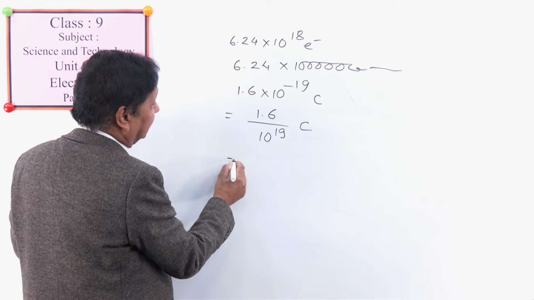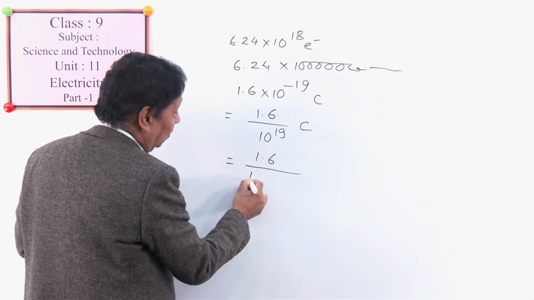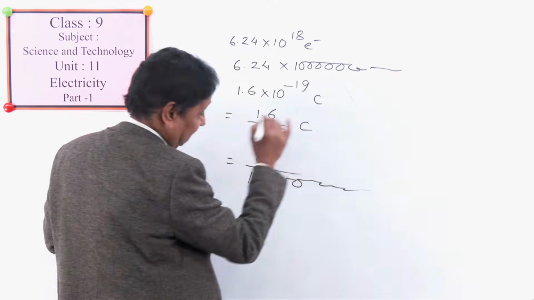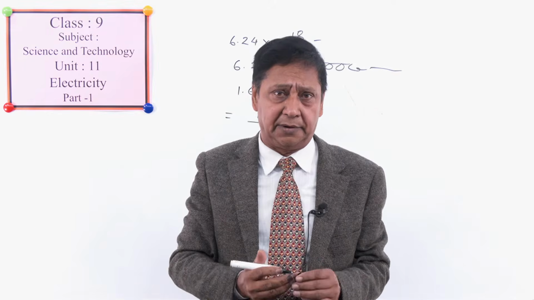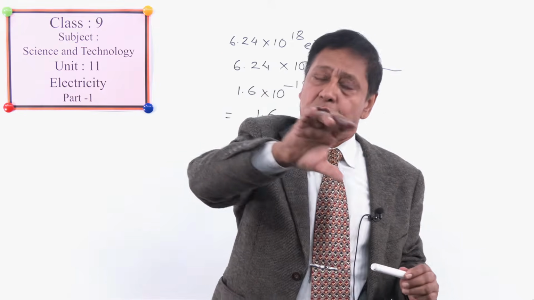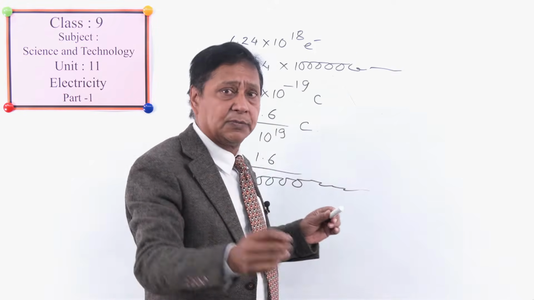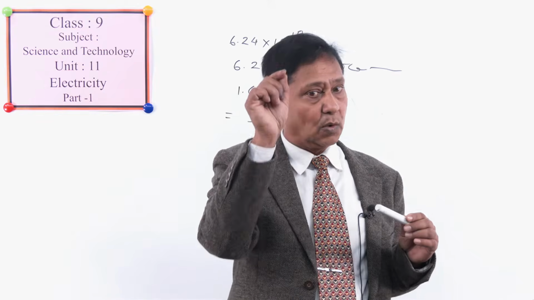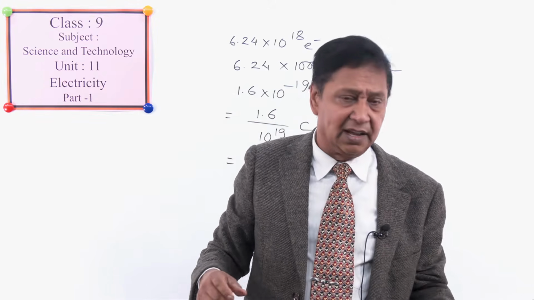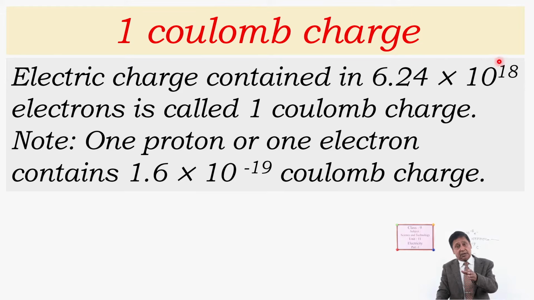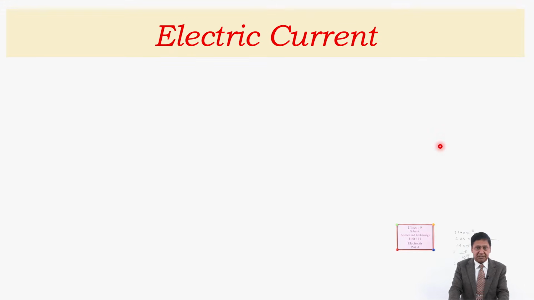When 1.6 is divided by 1 having 19 zeros, then we get a very small number, 0.0000000... After so many zeros, then the number comes. A very small amount of charge is contained in 1 electron. This is just for understanding. We have to express very big numbers in terms of powers of 10 and very small numbers also in terms of powers of 10. Okay, now it is time to talk about the current, electric current. Now we are able to define electric current. What exactly is it? Let's talk about this.